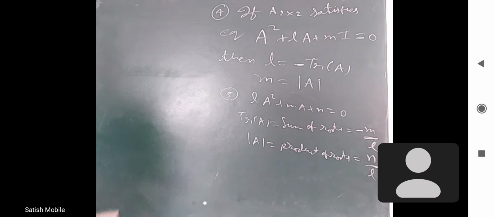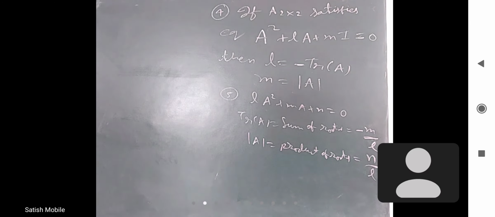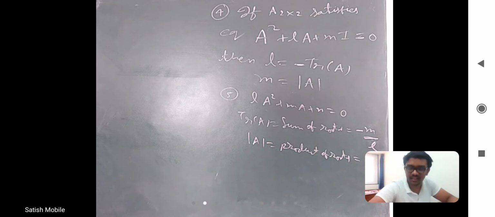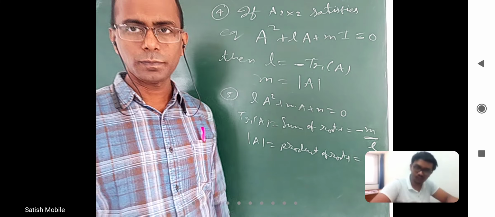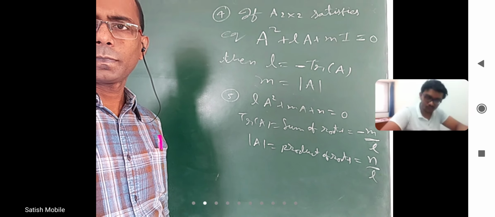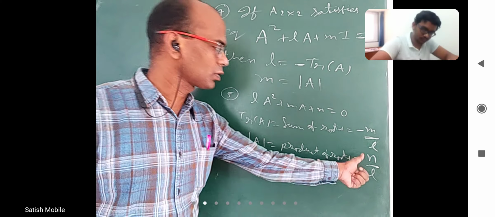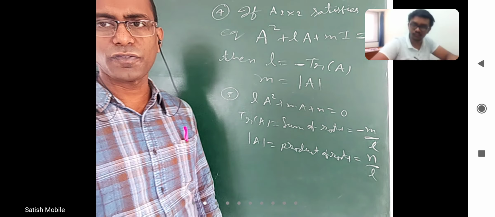Yeah, but I want to do 1 or 2 questions based on what we discussed, and then we will go for 3 by 3. Yes, please. Trace of A equals sum of roots equals minus M by L, and det of A equals product of roots equals N by L. You know, sum of the roots is minus B by A, product of the roots is C by A, that formula. Okay.